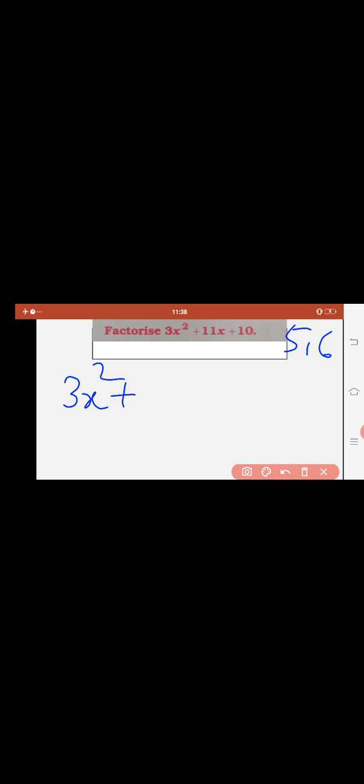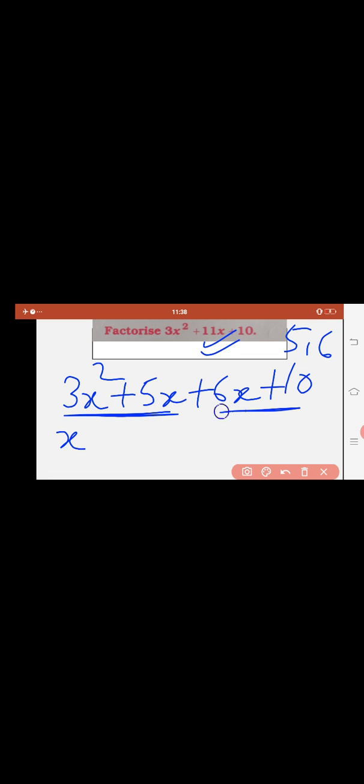Now we are just expressing 11 as 5x plus 6x, and plus 10. Okay, now 5x plus 6x. Simply we have expressed the factors 5 and 6. Now we can make pairs. Taking x as common, we are left with 3x plus 5.